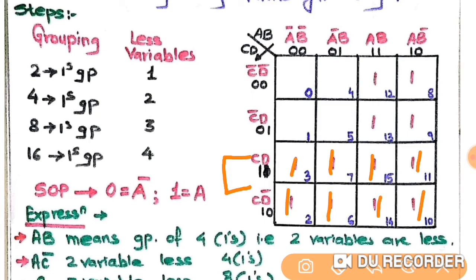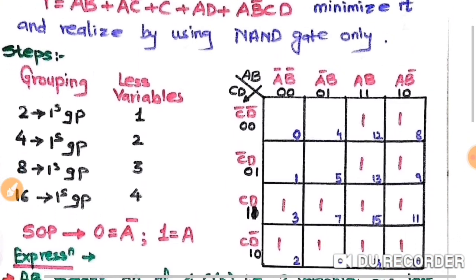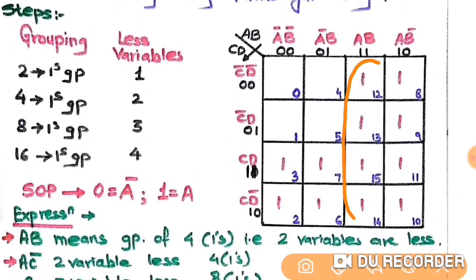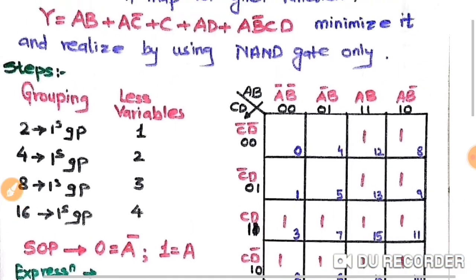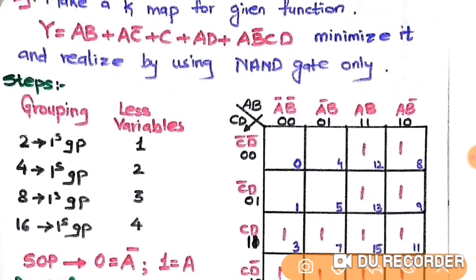Done. So this is how we have a group of 8 ones. So how many groups have been made till now? 3 groups. 1, this one, and this one. Okay. We are done, but we have more terms in the particular equation given to us.